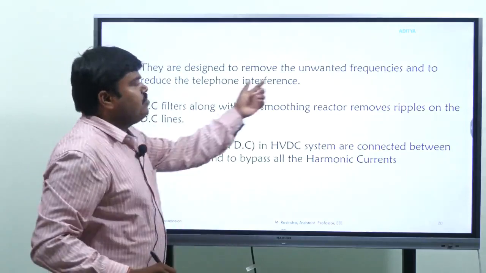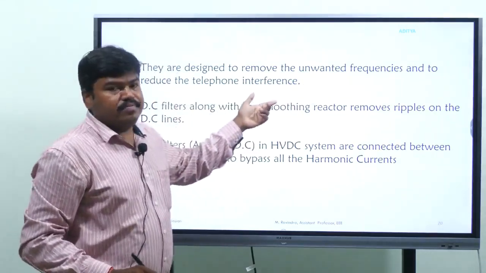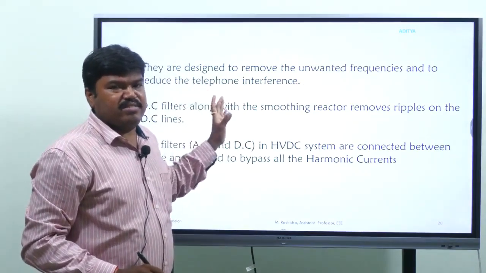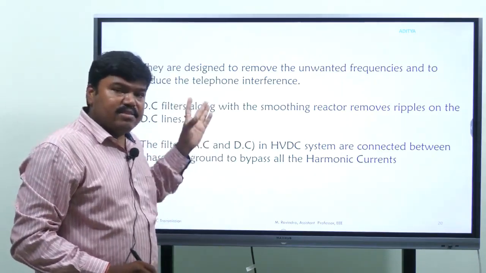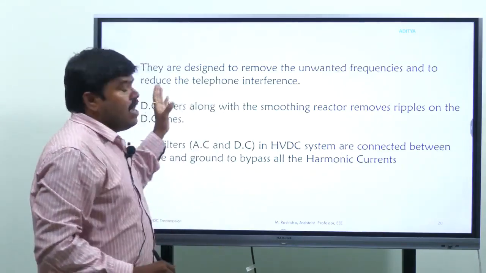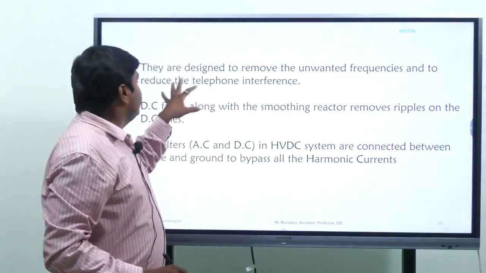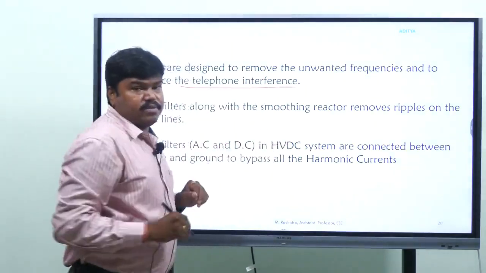They are designed to remove the unwanted frequencies and to reduce telephone interference. The unwanted frequencies generated due to harmonics are removed by using these filters, and these filters are also used to reduce telephone interference.